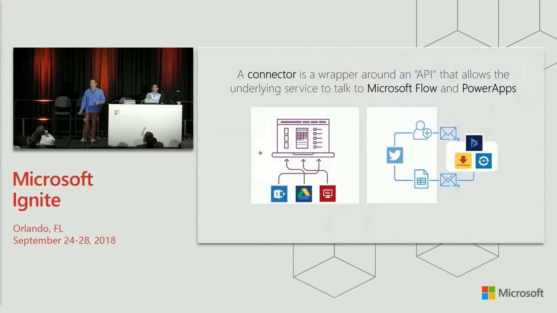OK, so a connector for Power Apps and Flow, as the name suggests, allows you to connect to some service, right? So to some external data service. And the way I define it is it's a wrapper of an API, the key word being the API, right? And I'll tell you why the word API is interesting. Because in order to build a connector, you need an API.